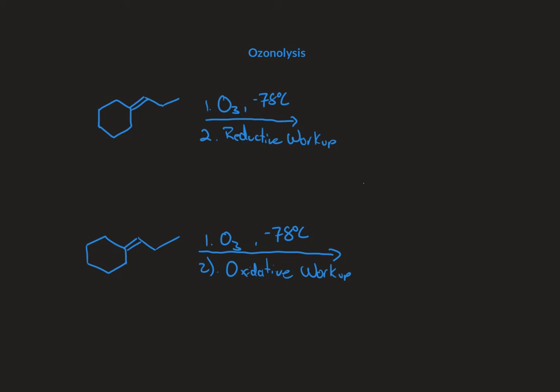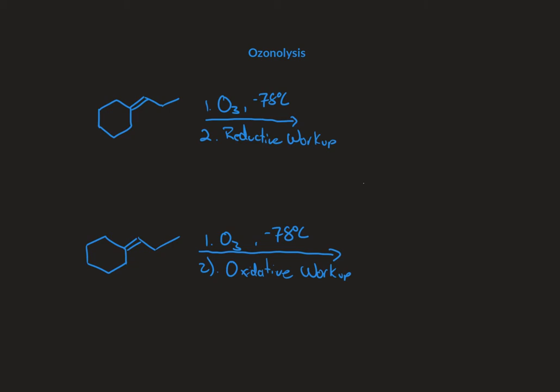In today's video, we're going to cover the oxidation and reduction of alkenes. The first one of these reactions is ozonolysis, which we've already covered in lab, but I wanted to do a brief recap. There are two different ways we can do ozonolysis. They both start with ozone, O3, at minus 78 degrees. And then we can either do a reductive workup or an oxidative workup.